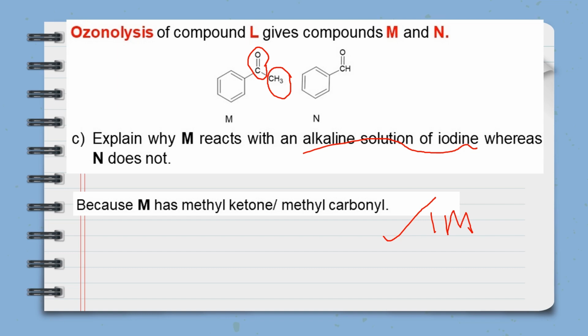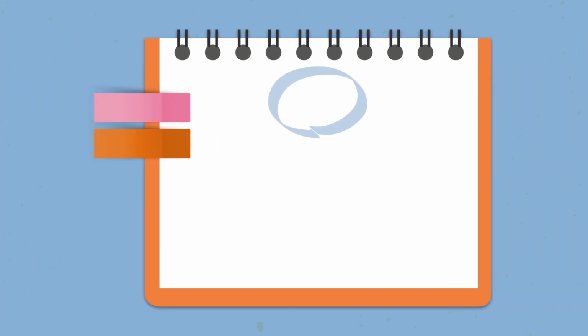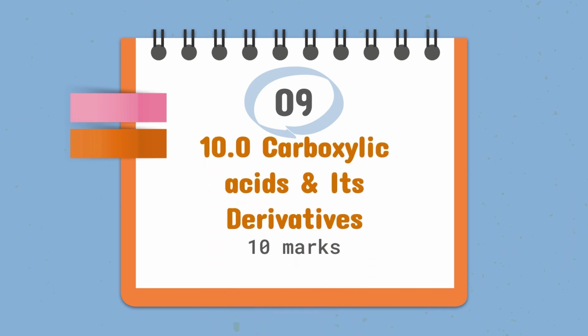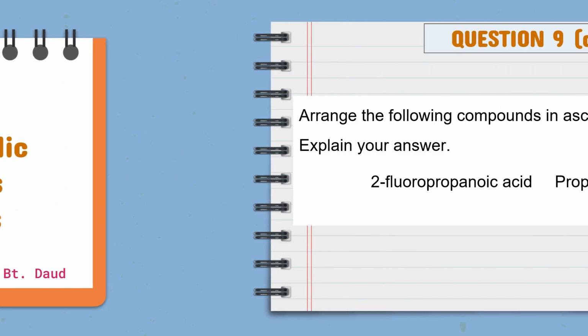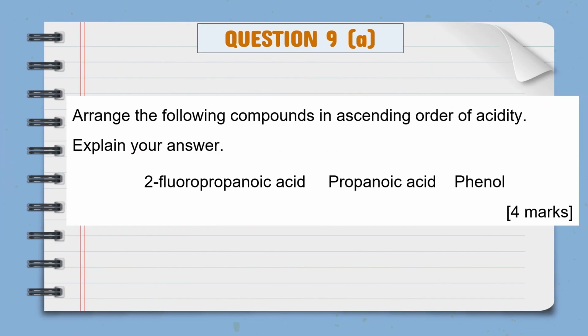Now we continue with question number 9, which represents chapter 10, carboxylic acid and its derivatives. This question gives you 10 marks. Question 9A. Arrange the following compounds in ascending order of acidity. Explain your answer. The compounds given are 2-fluoropropanoic acid, propanoic acid, and phenol. This question gives you 4 marks.